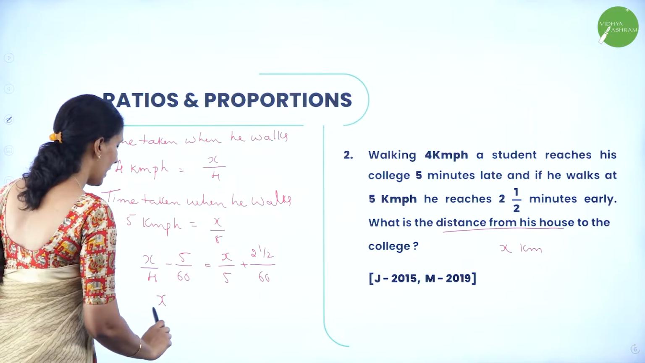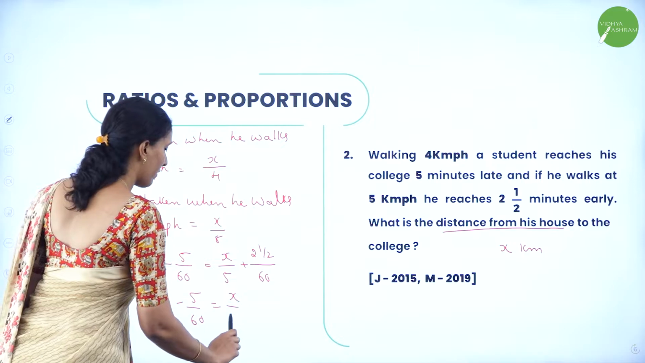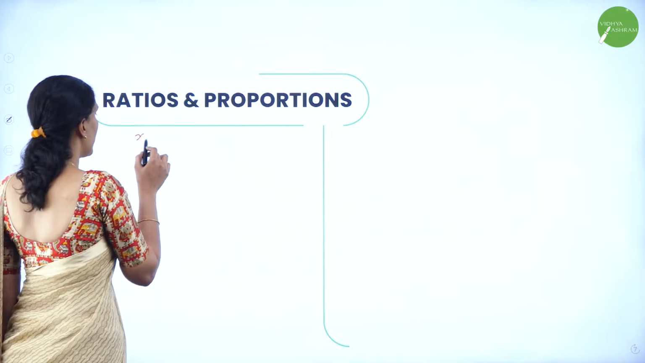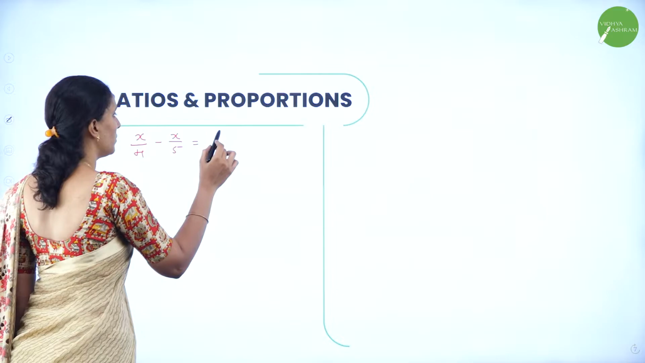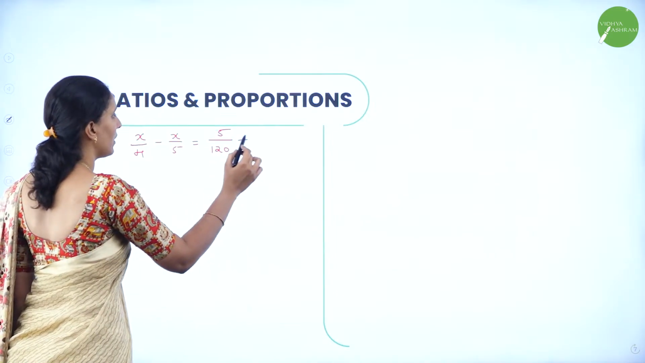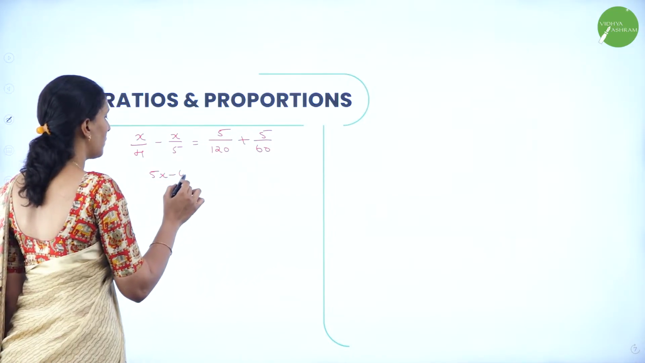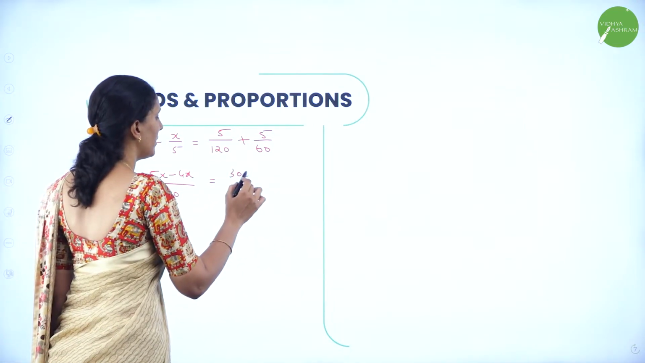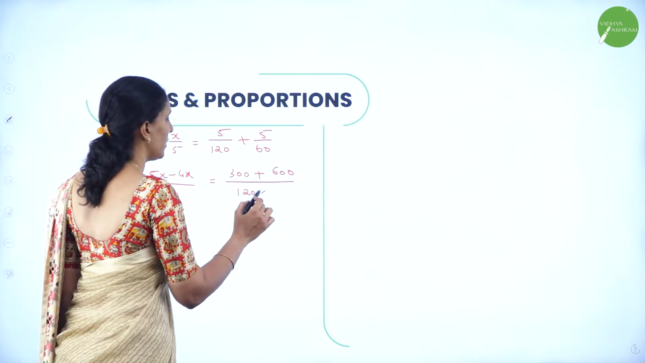So here I will get x by 4 minus 5 by 60 is equal to x by 5 plus 5 divided by 120. So here I will get x by 4 minus x by 5 is equal to 5 divided by 120, and here we have minus, when it shifts that side we will get plus 5 divided by 60. So here I will get 5x minus 4x divided by 20. So here I will get 300 plus 600 divided by 120 into 60.